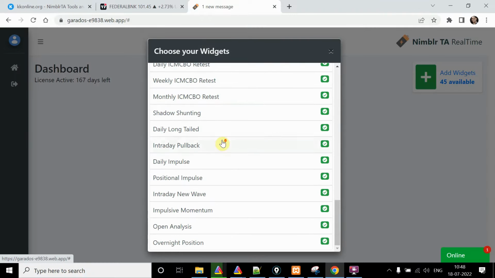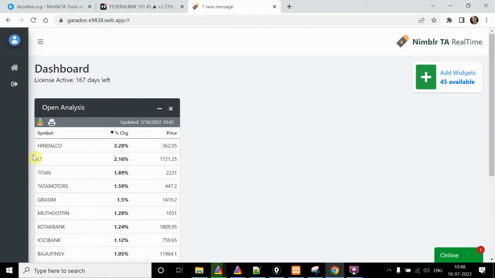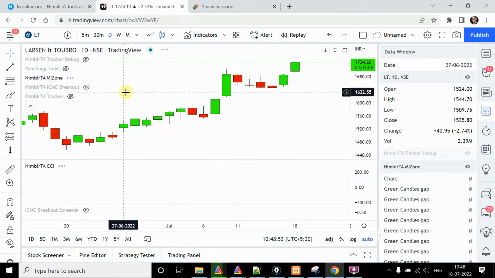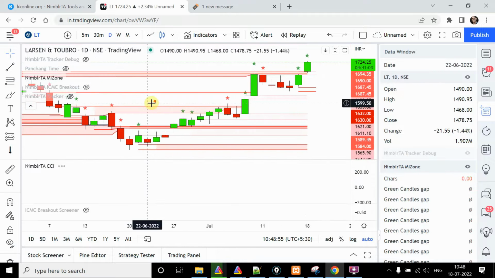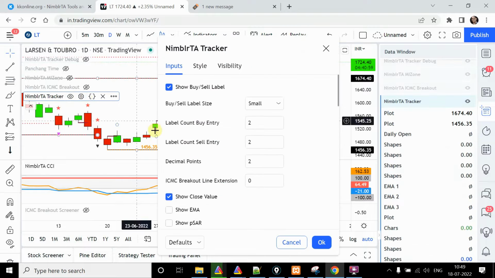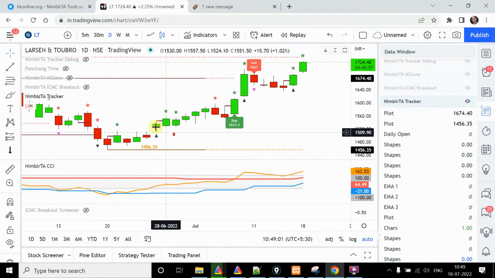Coming down further, we have information regarding open analysis. At open analysis, Larsen and Toubro was selected. This is the point at the open. That is, we would like to check this information at the opening session. So I come over here, I check at 9:15 or 9:20. At that moment of time, if I enable the open prices, let me enable the Nimbler TA tracker and open prices.